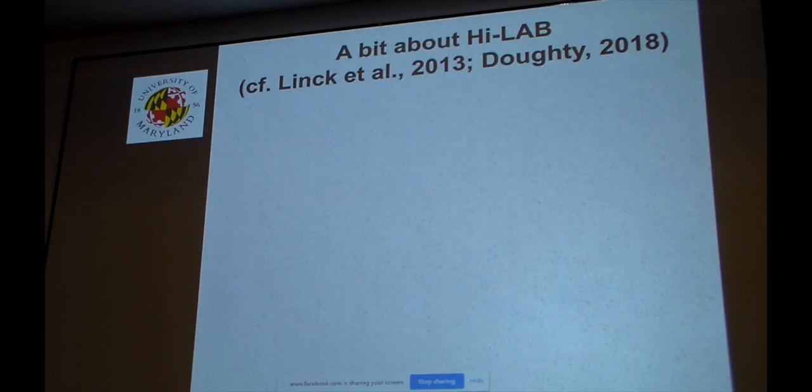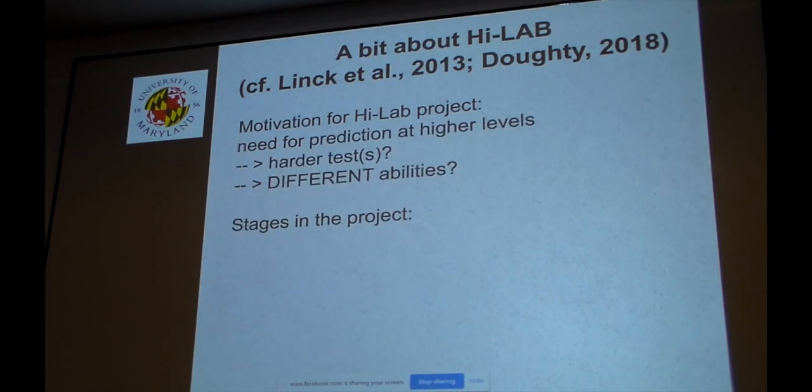So I will say a few more things about the HiLAB, in part because it is a very interesting test, in part also because it was conducted at the University of Maryland, where I was a consultant in the early stages of this. So the motivation for the HiLAB project was to be able to predict at higher levels of learning and for more difficult languages also. In other words, Chinese, Korean, Arabic, rather than Spanish or French or Dutch. So you could, of course, make the test harder to achieve that, but you could also think a bit more thoroughly and say, well, maybe different abilities are at stake play a role in these various kinds of learning, especially the more advanced ones.